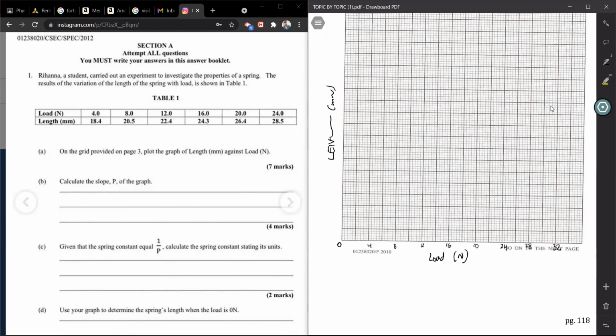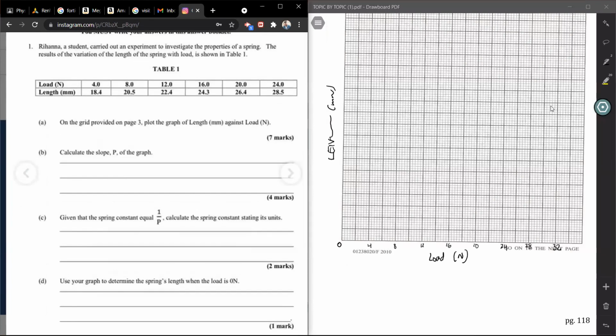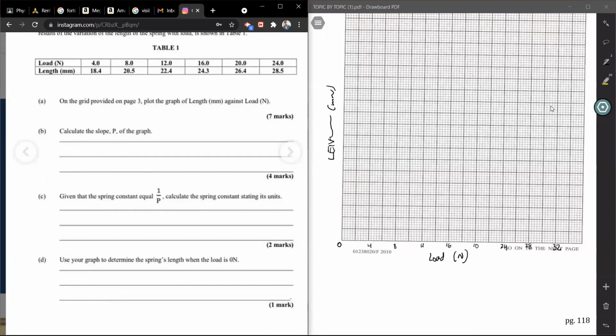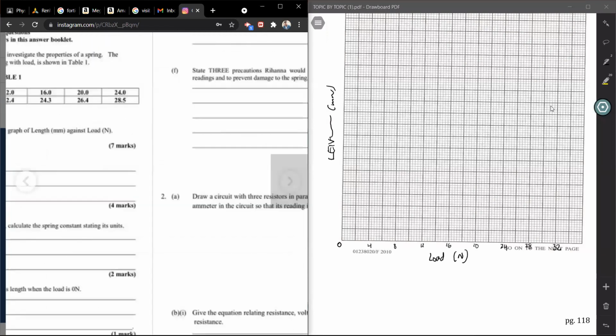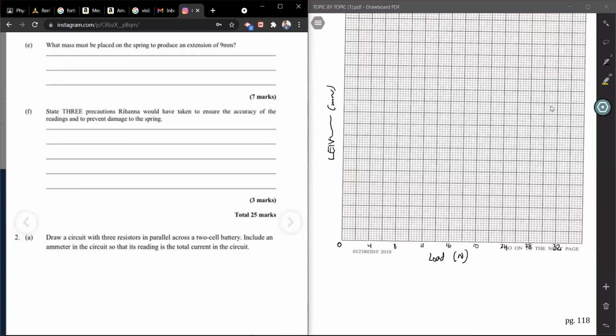And for this, all right, you know what? Best practice is perhaps I should read through the question before I actually go ahead and plot. I want to plot that. I have that to figure out. That's use your graph to determine the spring's length. That's a y-intercept. What mass must be placed on the spring to produce an extension of 9 minutes? This is the question we did yesterday.